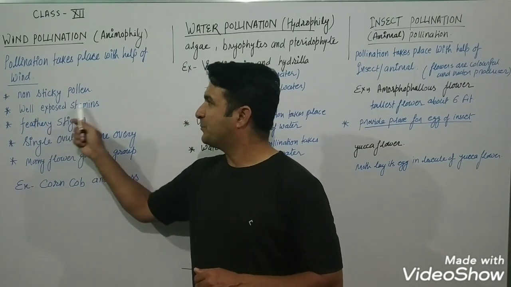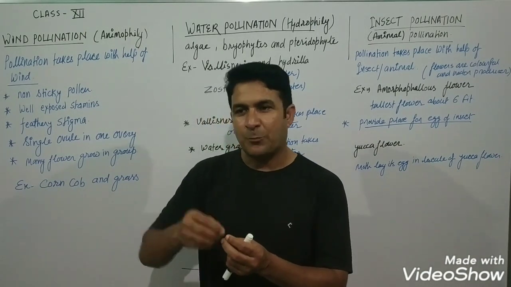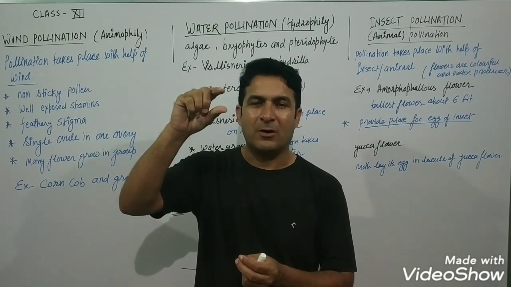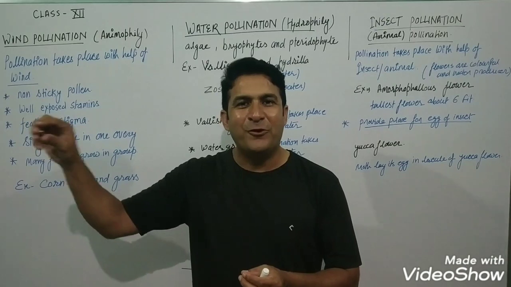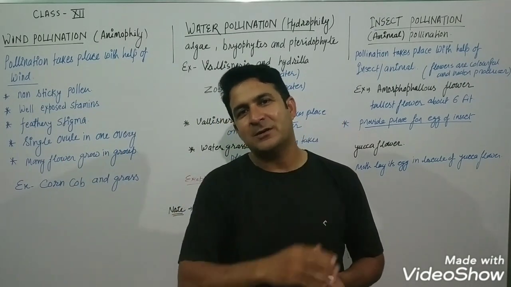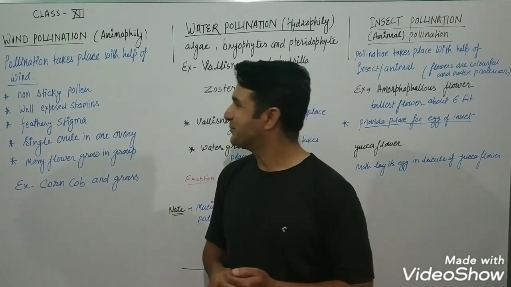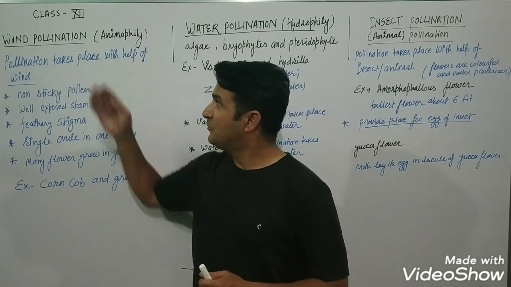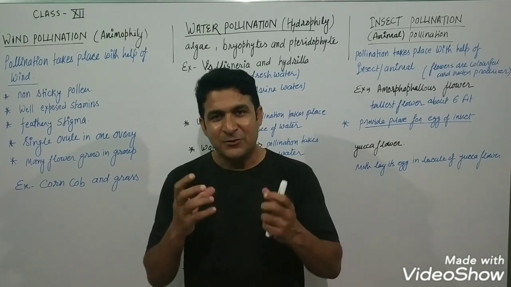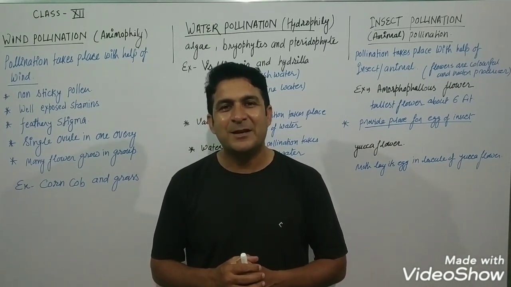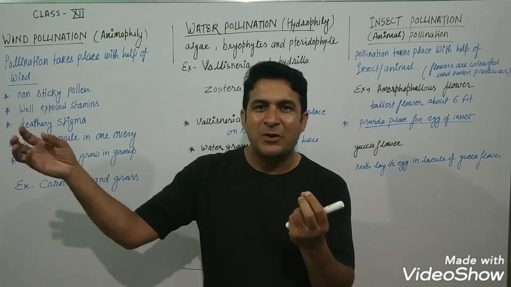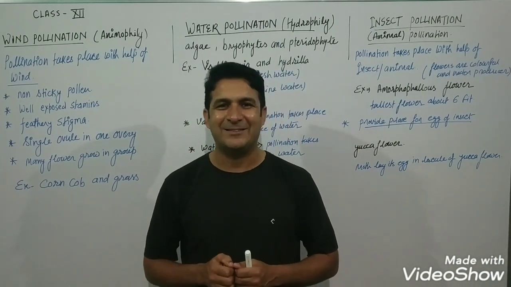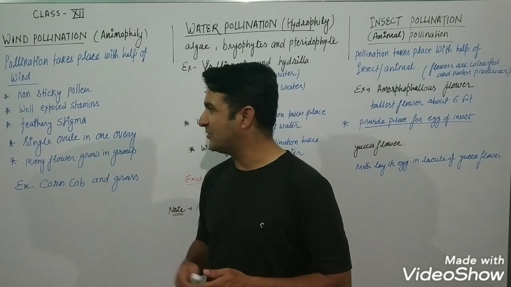The flower should have well-exposed stamens. The stamens should have the proper height which can place the anther exposed into the air, so when wind comes, the pollen will transfer from the anther very easily, right? Feathery stigma. The stigma should be feathery in flowers in which wind pollination takes place. This feathery structure of the stigma will trap the pollen which comes with the wind very easily. So that's why this is a very good modification.